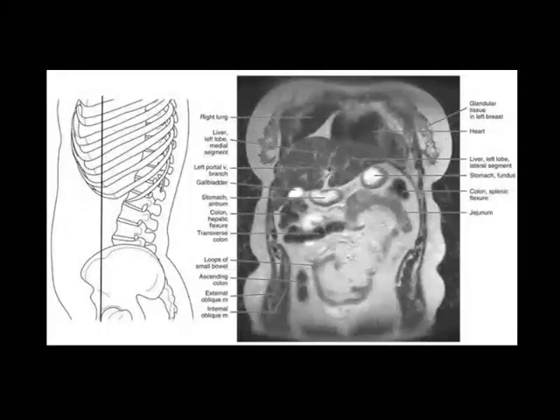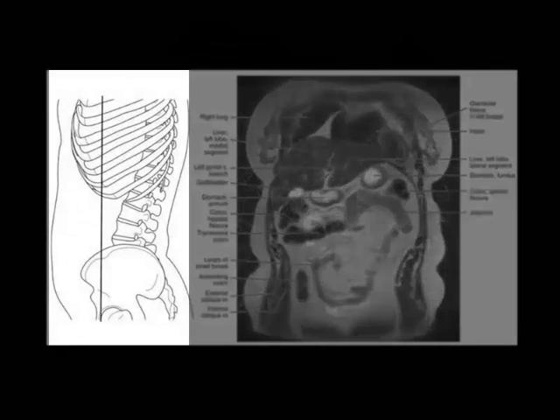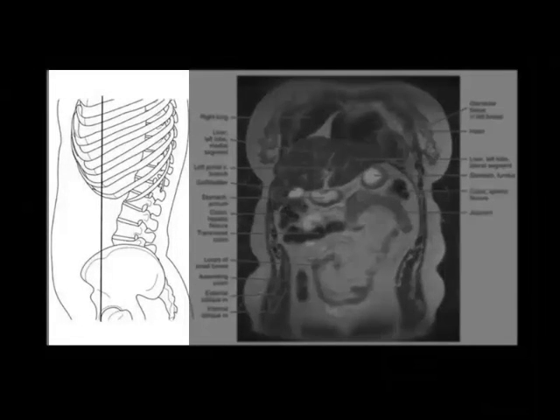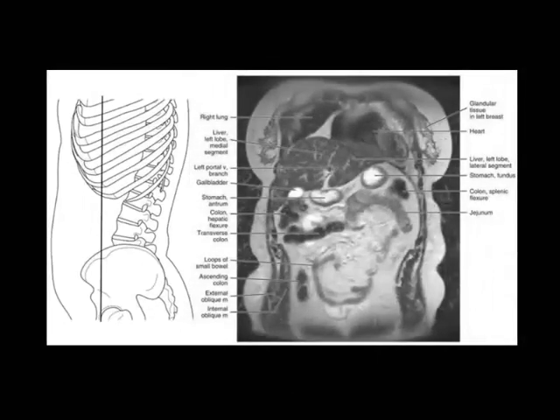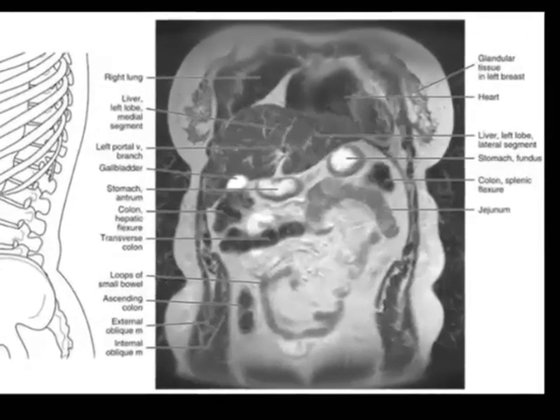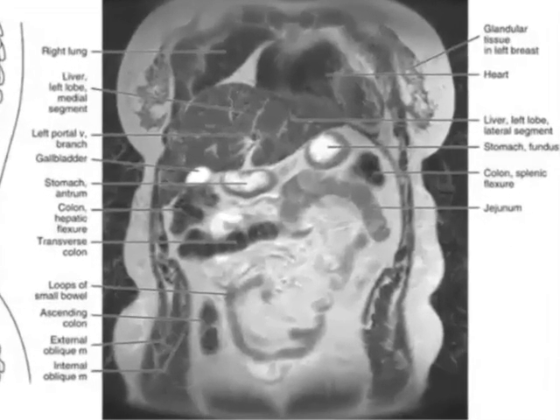This coronal MR image demonstrates a more anterior plane of the abdomen than the previous CT image. The gallbladder is the high intensity or white image, almost a round structure, on the inferior lateral aspect of the liver. Based on this location, this is likely to be closer to the fundus of the gallbladder.